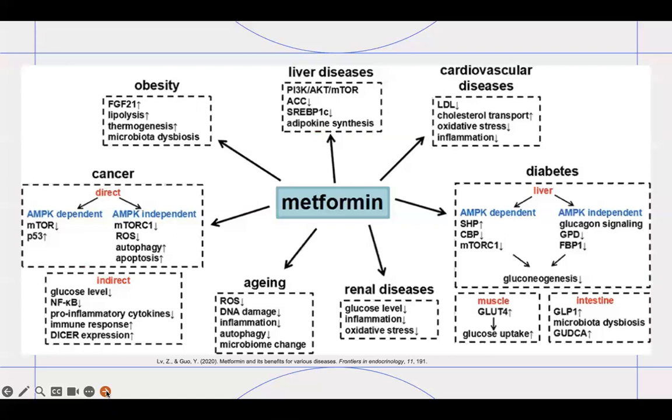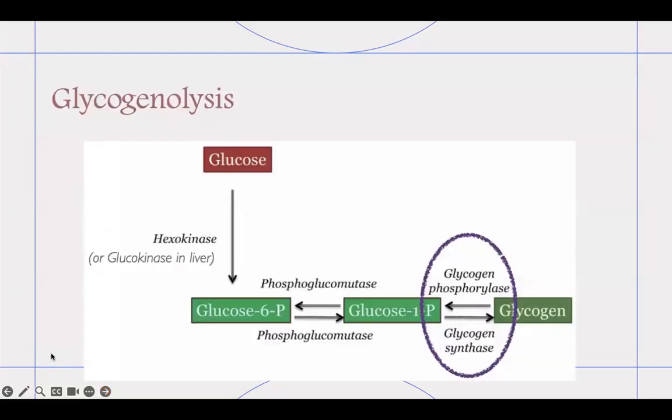Regarding type 2 diabetes mellitus and glucose levels influenced by metformin, metformin lowers plasma glucose by inhibiting gluconeogenesis and glycogenolysis, which decreases the glucose output by the liver. Metformin suppresses liver glucose production through AMPK-dependent and independent pathways. Through the AMPK-dependent pathway, metformin inhibits gluconeogenesis.